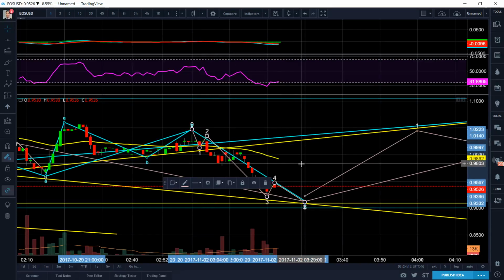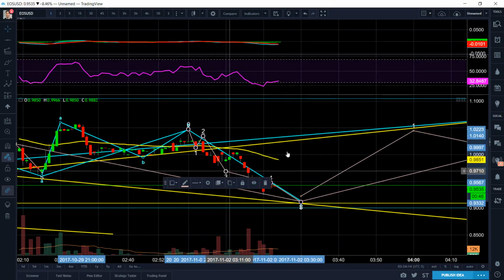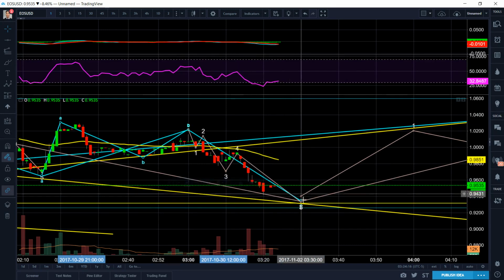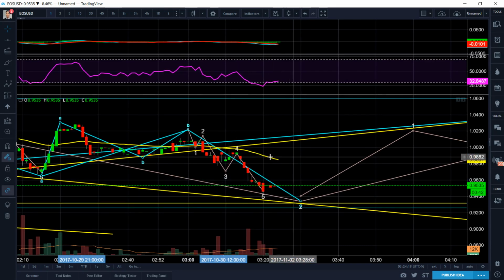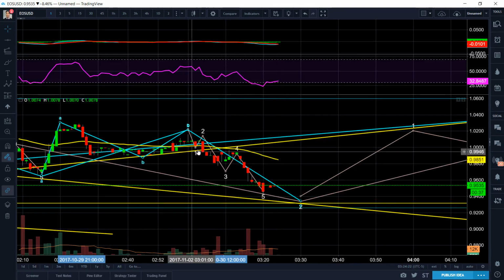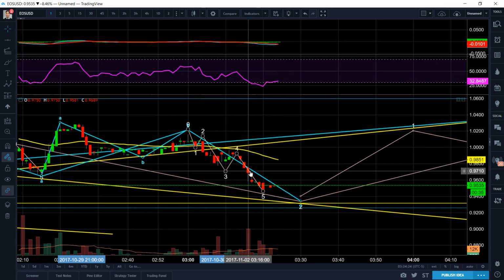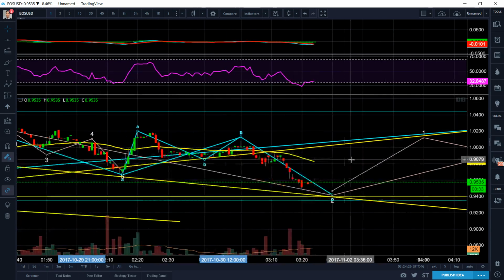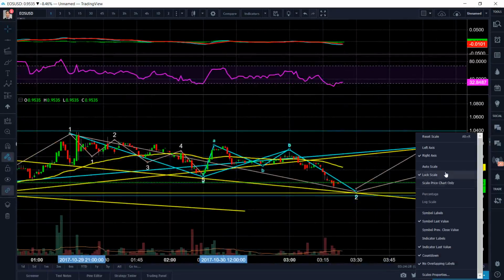1, 2, and then this could be 3 right there, this could be 4, and that could be 5 right here. It satisfies the rule very well, where wave 4 does not retrace into the territory of wave 1. So that one actually looks dead on as well. So let's just keep taking a look at all of these waves and see what else we can come up with, okay?